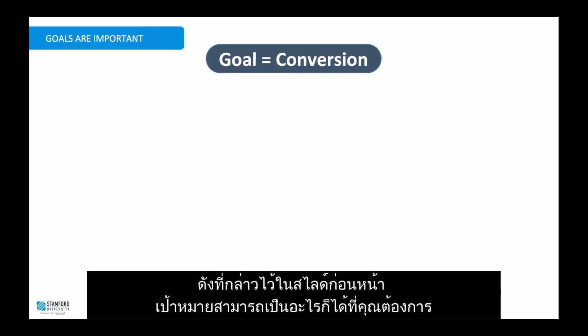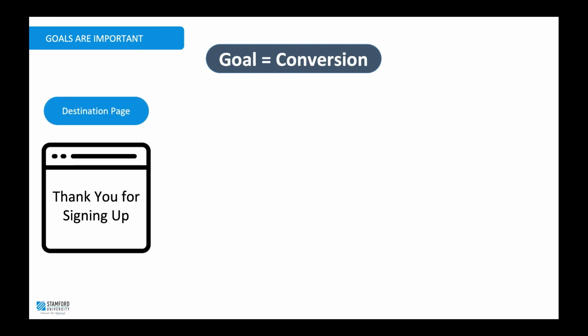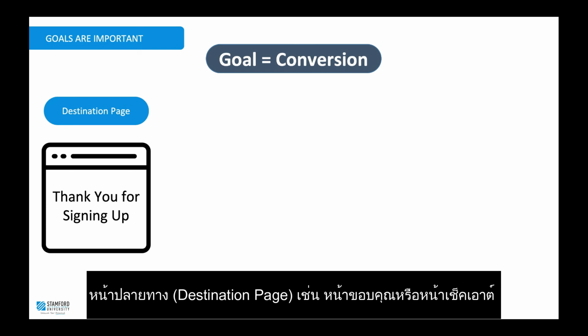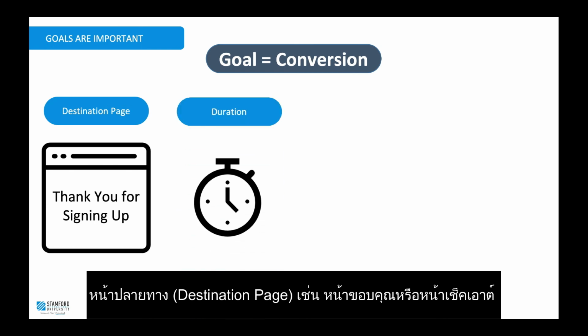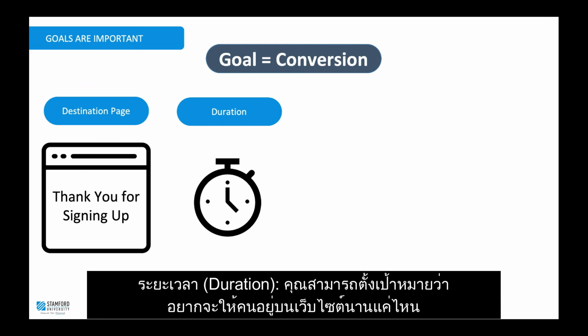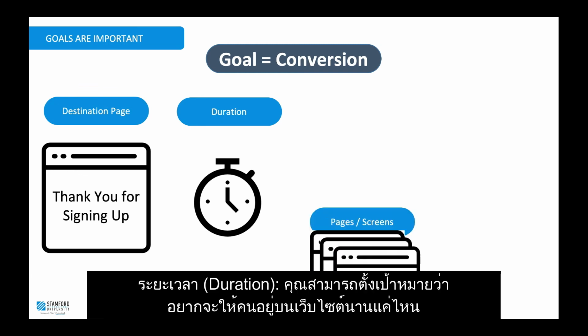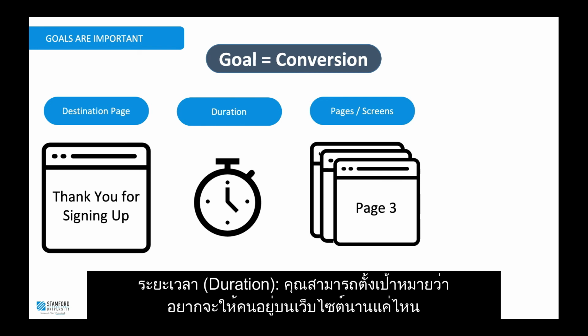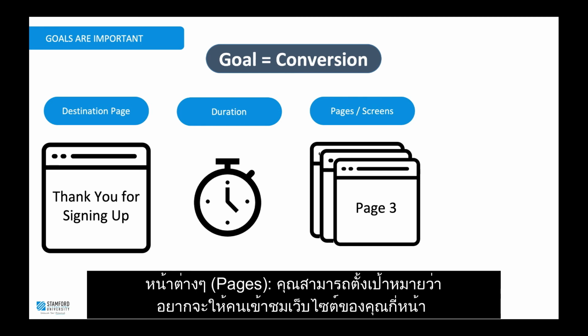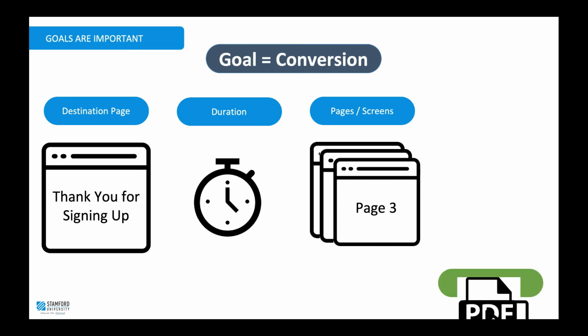So again, what are some of the things that you can define as a goal? Visiting a specific page. Maybe spending a certain amount of time on the site. Maybe you want them to stay on the site for 1 minute. Maybe you want them to visit X number of pages, or a certain page, or 3 pages per session. That can also be set as a goal.